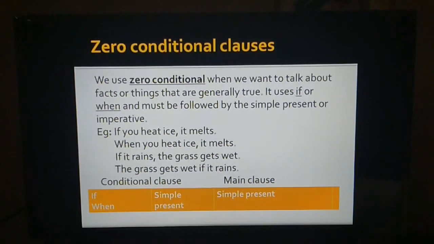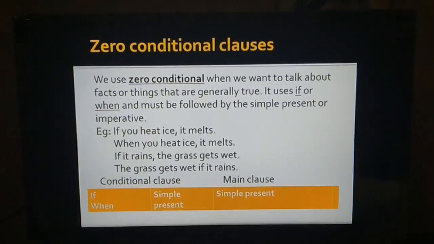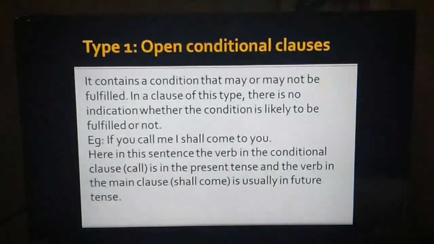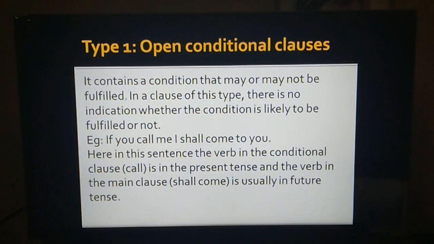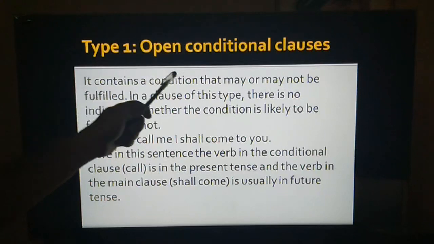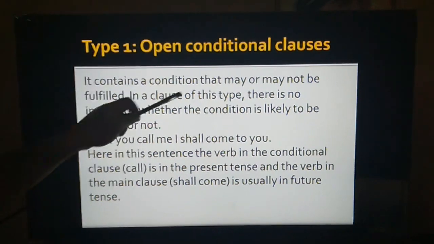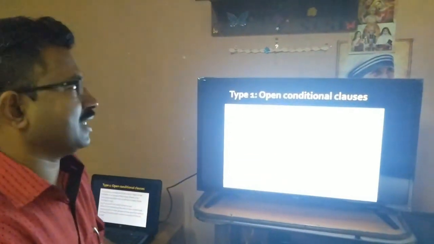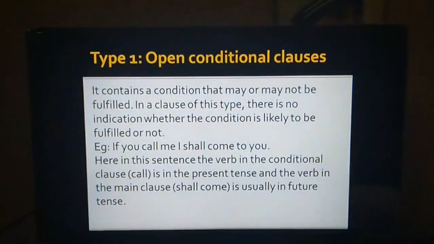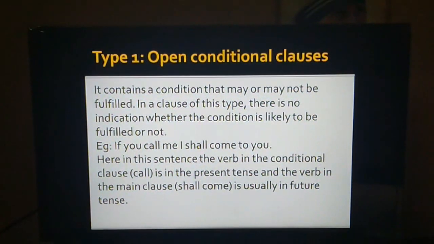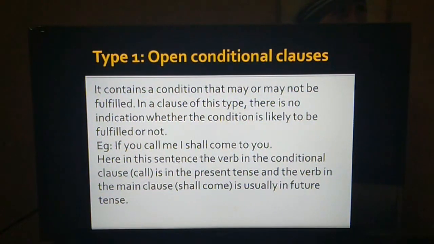So after the zero conditional we have the next one, type 1, that is also known as the open conditional clause. So what is this open conditional clause? It contains a condition that may or may not be fulfilled. That means the possibility is there. It is not necessary for that to take place, but there is a possibility.